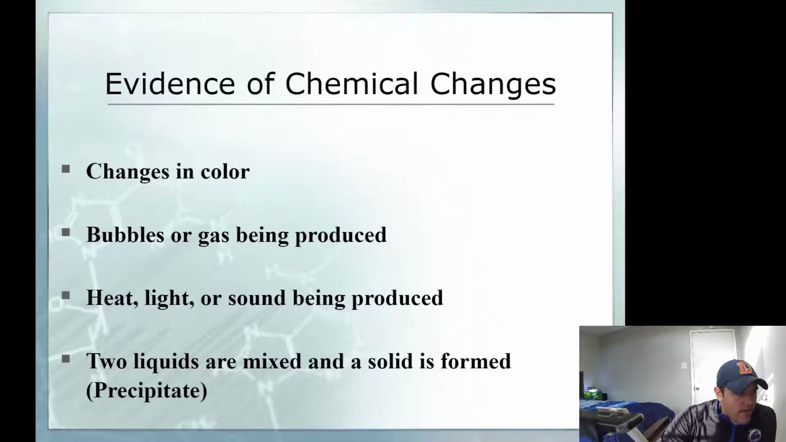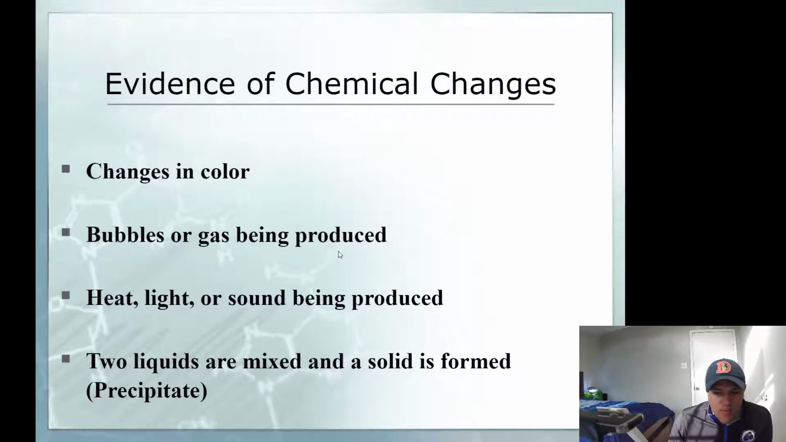All right, so evidence of chemical changes. So these are signs that if these happen when you put two chemicals together, it's evidence that a chemical change is occurring. Color change is a big one. Bubbles or gas being produced.